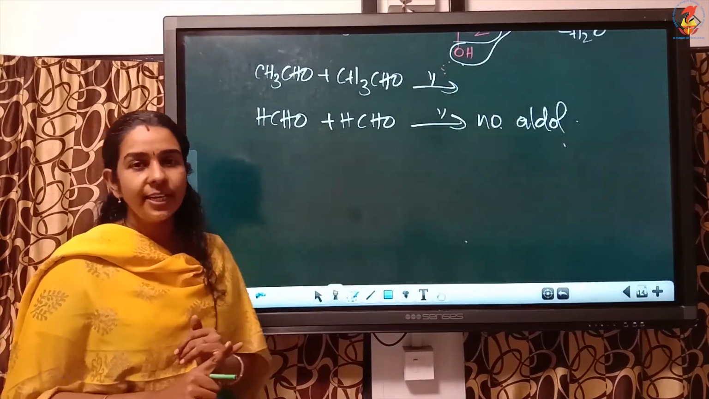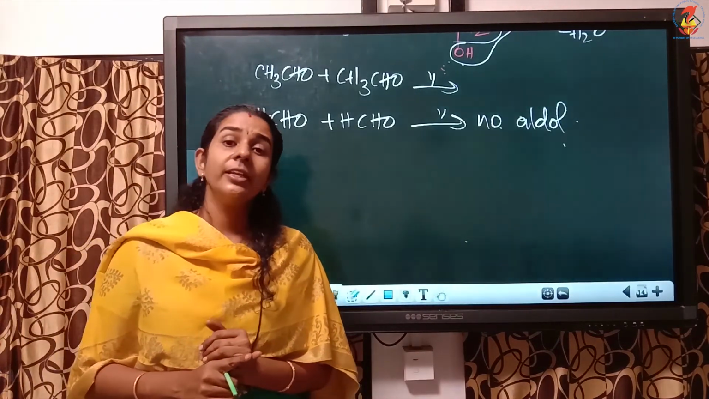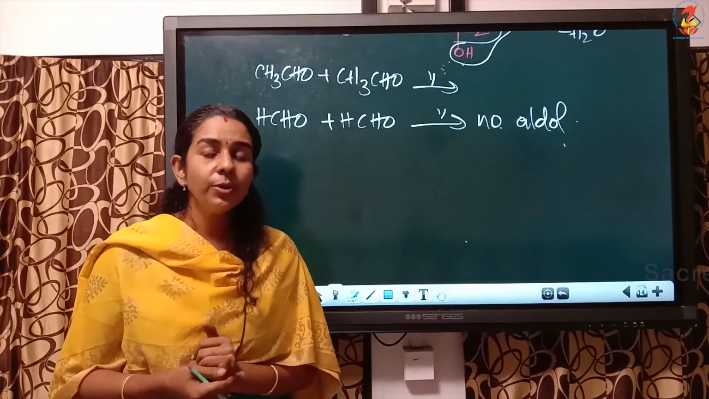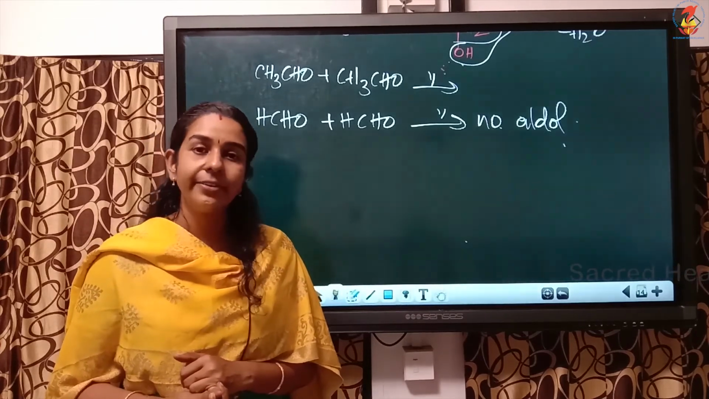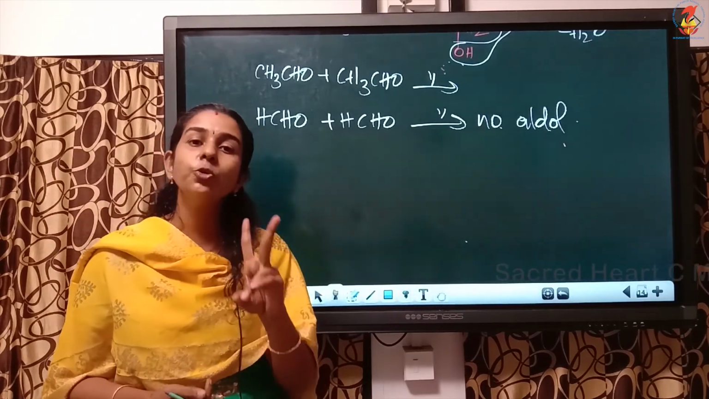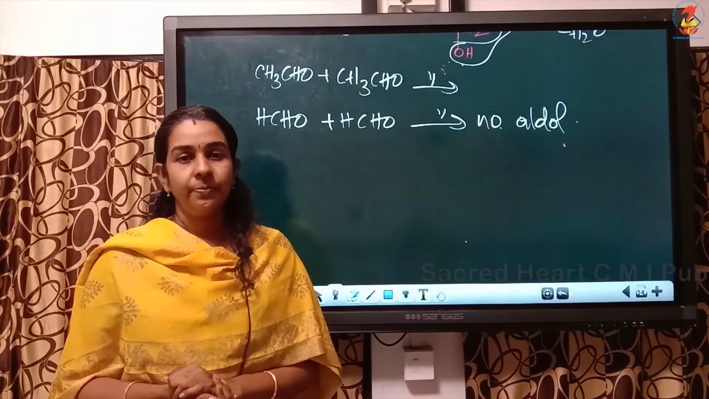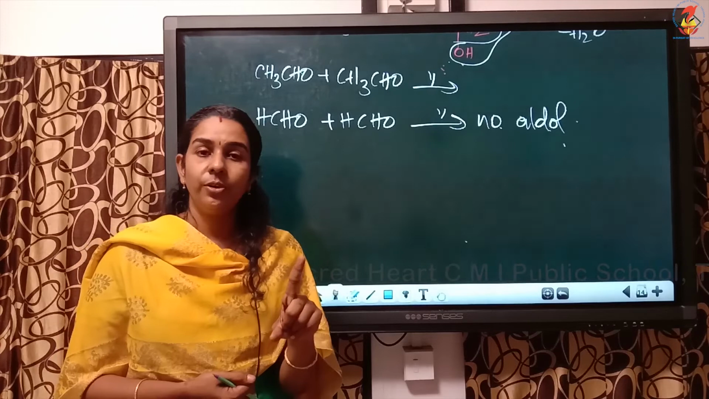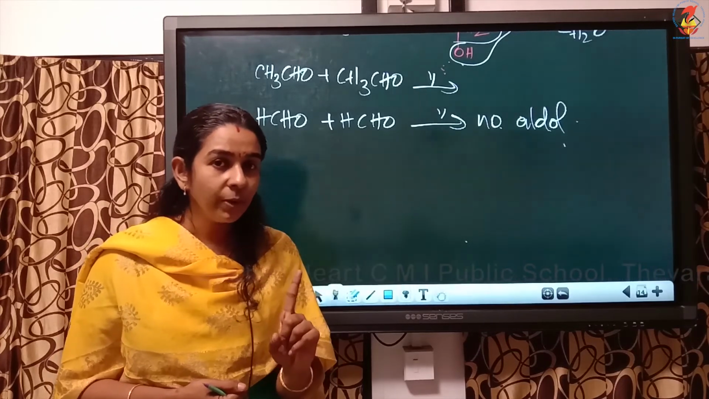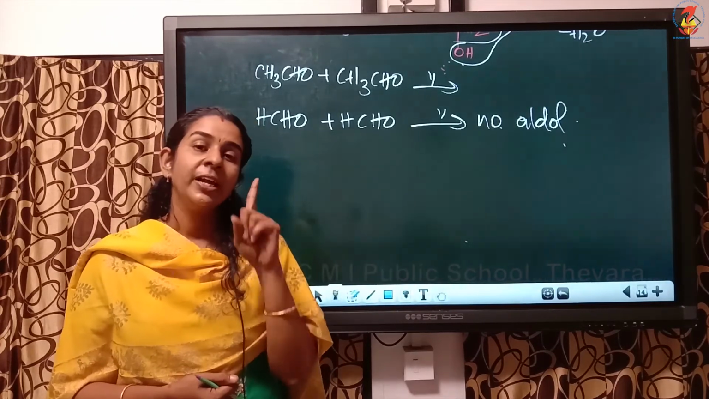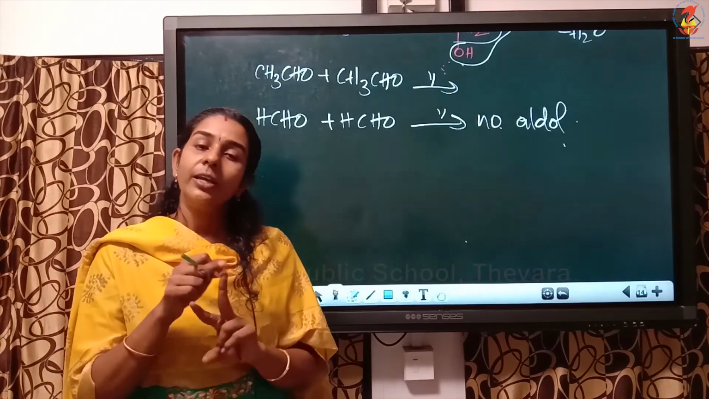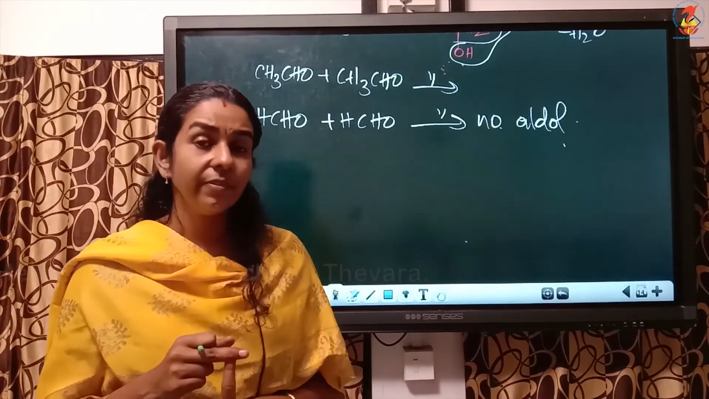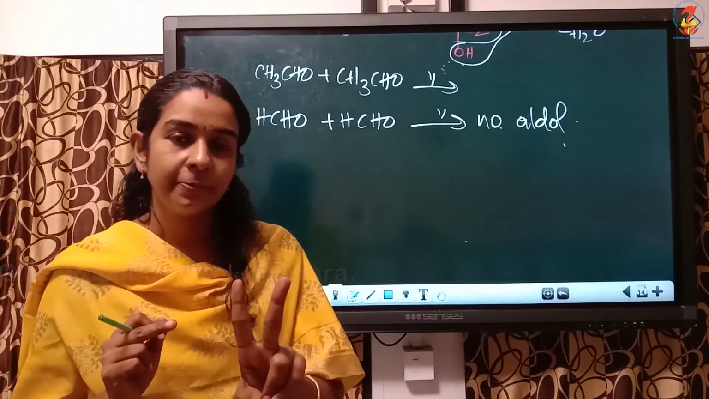In crossed aldol, note down, if only one molecule is possessing alpha hydrogen, we are getting 2 products. First, we already saw simple aldol. In simple aldol, how many products? One product. In crossed aldol, if only one reactant is possessing alpha hydrogen, we are getting 2 products.